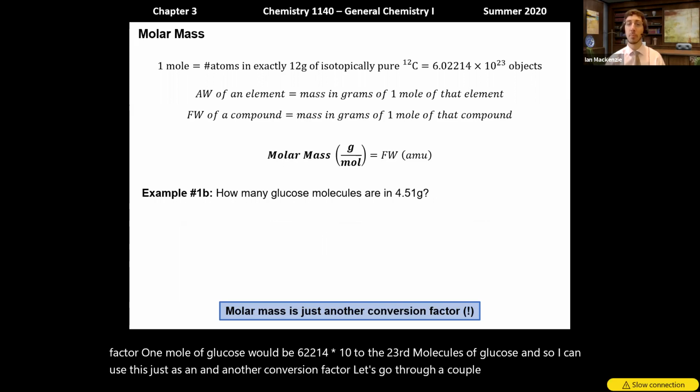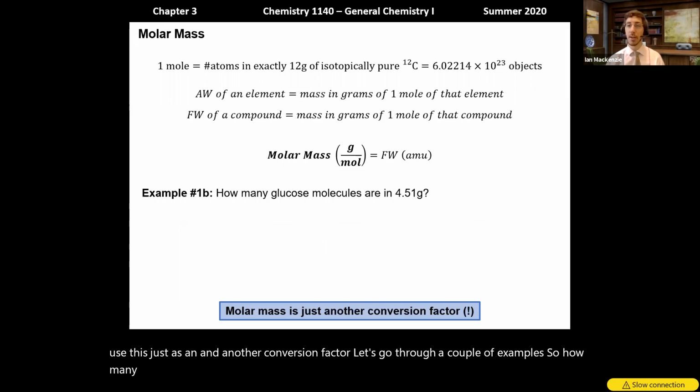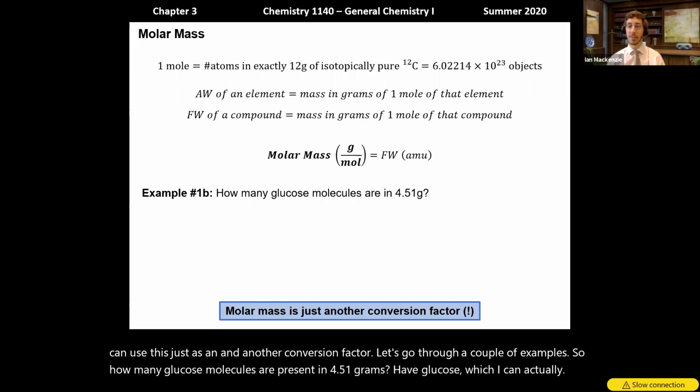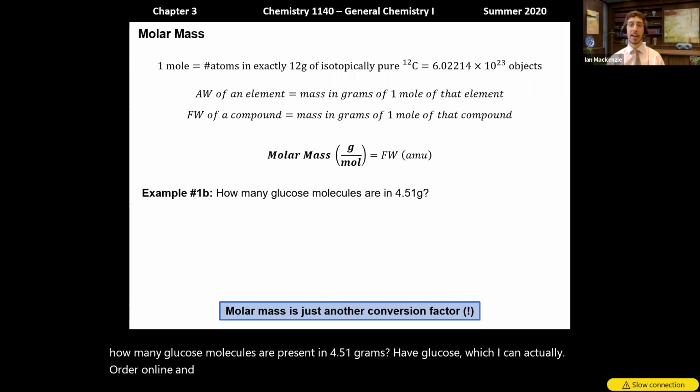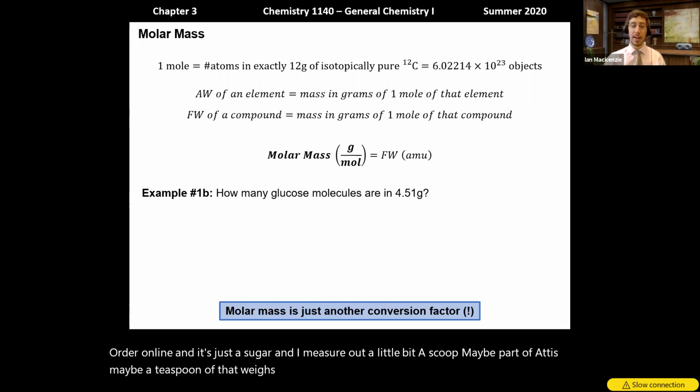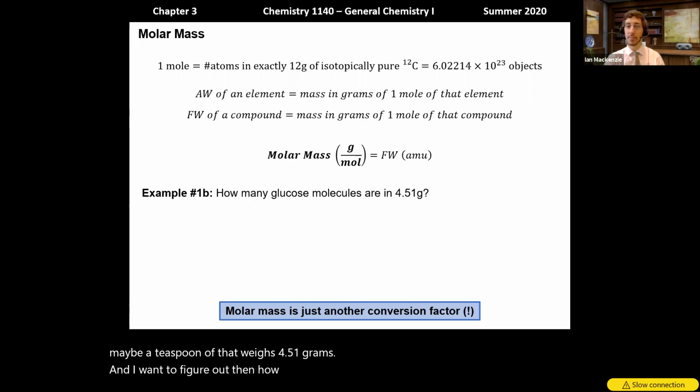So how many glucose molecules are present in 4.51 grams? I have glucose, which I can actually order online, and it's just a sugar. And I measure out a little bit, a scoop, maybe a part of a teaspoon, maybe a teaspoon of that weighs 4.51 grams. And I want to figure out then how many molecules are present in that. Well, this will be simply like a unit conversion.